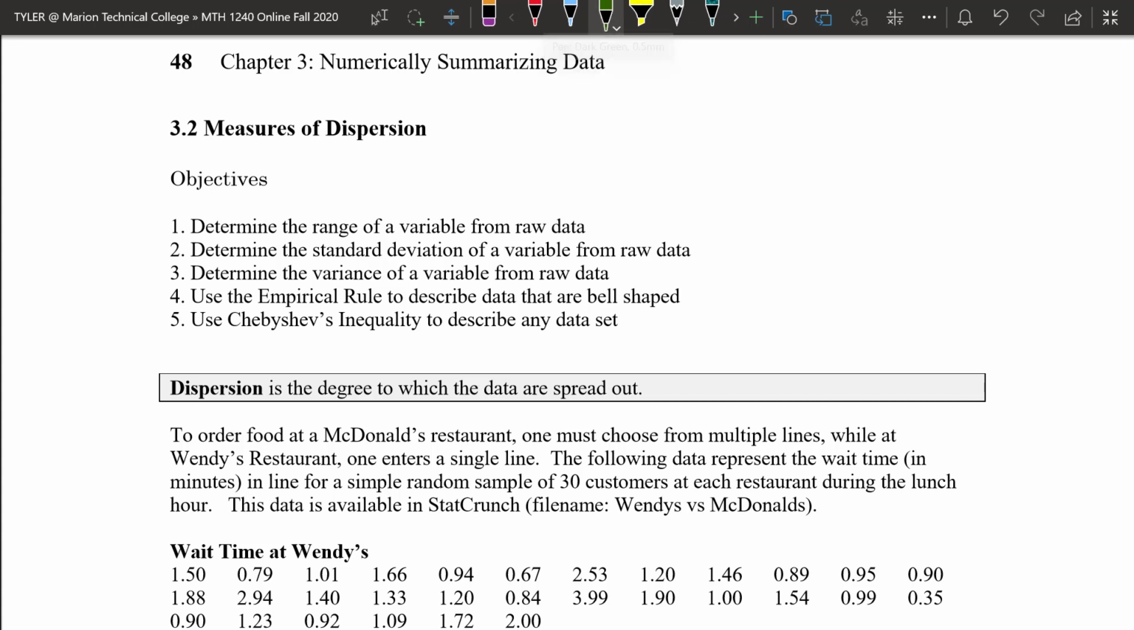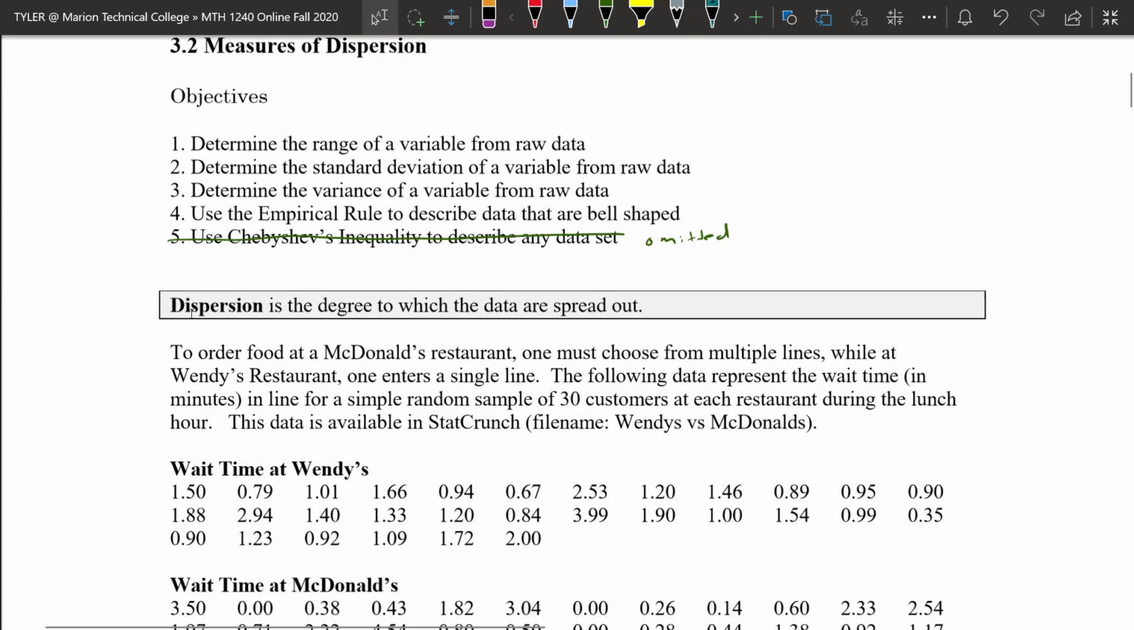Now, number 5, use Chebyshev's inequality to describe a data set. We're going to omit that from the course, right? So this is omitted.